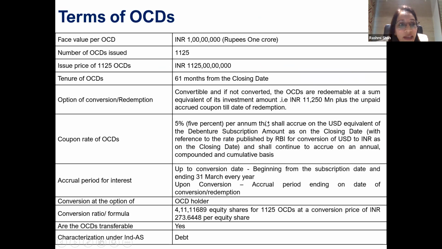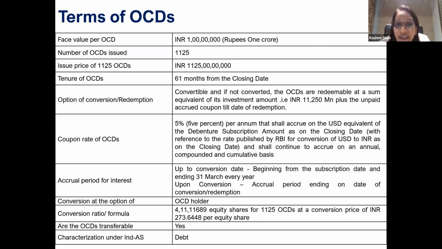So this is an example, again, on OCD valuation. You all can tell me how you would have valued it. We have a face value per OCD, which is 1 crore. The number of OCDs issued is 1125, so the issue price is 1125 crores. The tenure of the OCD is 61 months from the closing date. The option is conversion or redemption: it is convertible, and if it is not converted, then it is redeemable at a sum equivalent to its investment amount, that is 11250 million, plus the unpaid accrued coupon till the date of redemption.